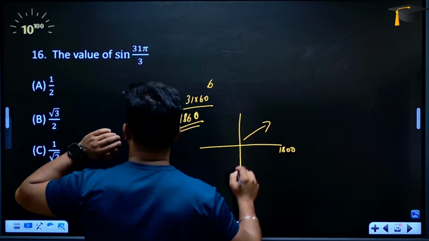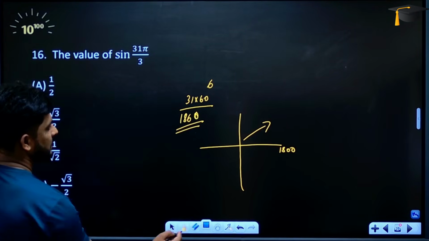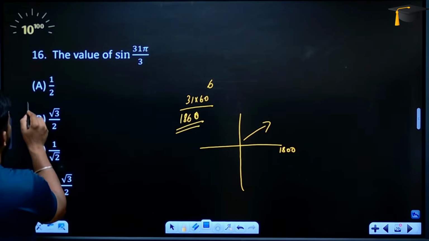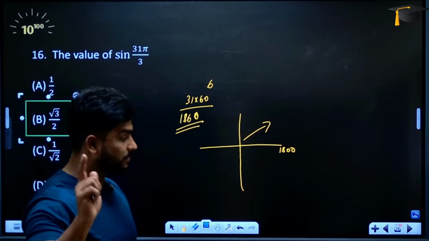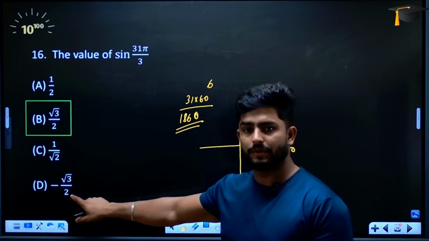60, first quadrant, so it is positive. So positive sin 60 is √3/2, right? So sin 60 is √3/2. So option B, √3/2 is the answer. For a bad one like -√3/2 is also there. So please be very careful while solving this.